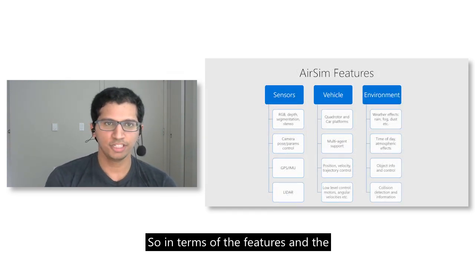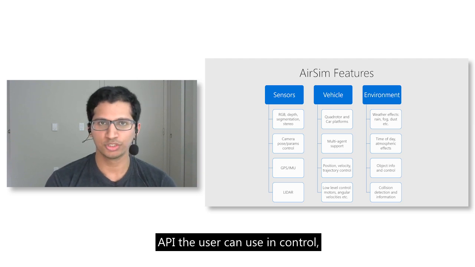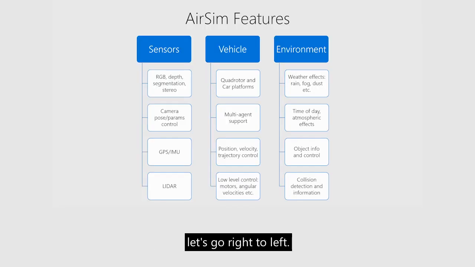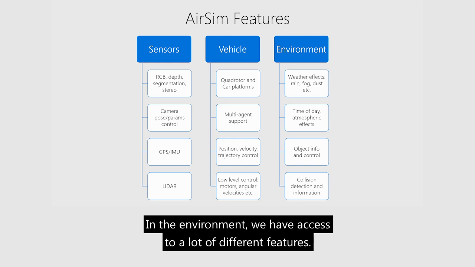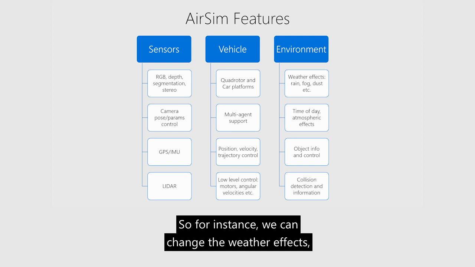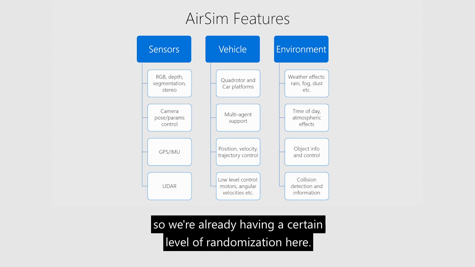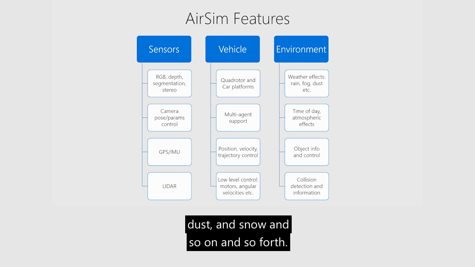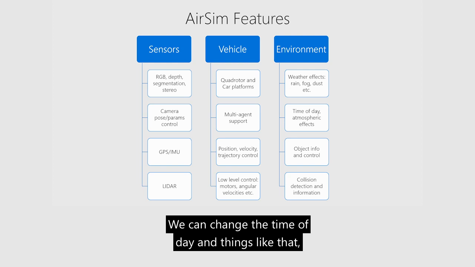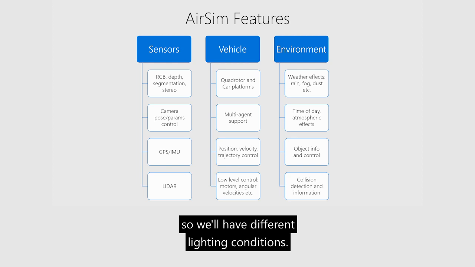In terms of the features and the API the user can use and control, let's go right to left. We have the environment where the robot lives. In the environment, we have access to a lot of different features. For instance, we can change the weather effects, so we're already having a certain level of randomization here. We can have rain, fog, dust, snow, and so on. We can change the time of day and things like that, so we'll have different lighting conditions.